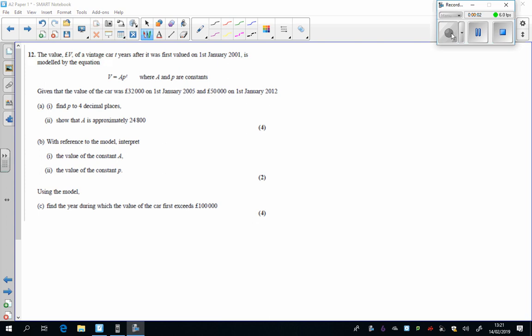Question 11 is our exponential growth question, and we've been given two pieces of information to help us. We need to start by putting both of those into simultaneous equations. So 2005 is 4 years after this bit here, so the value here, 3,200, is equal to a times p to the power of 4, because it's 4 years.